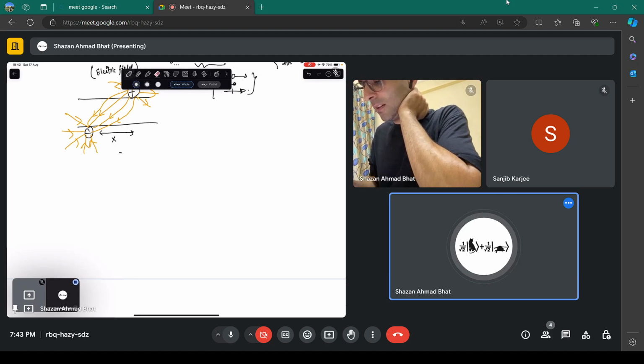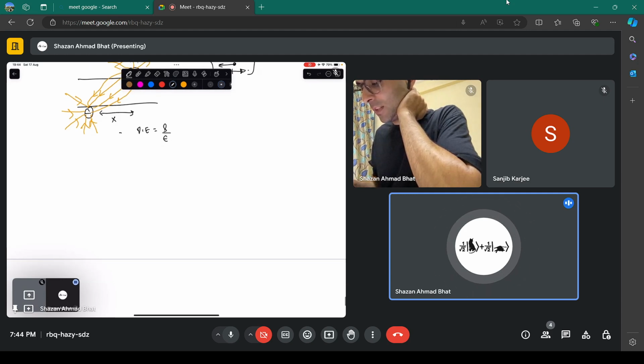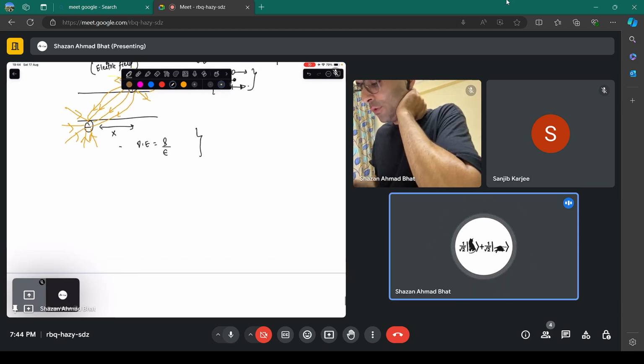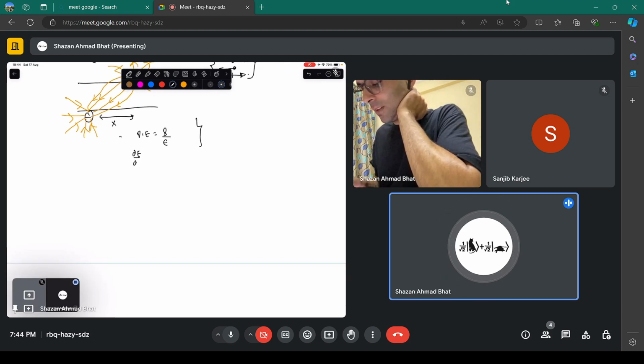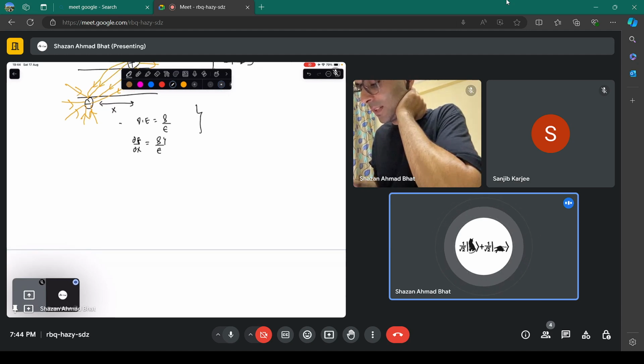You can consider this, or you can also use something like del dot E is equal to the charge density over epsilon, which sometimes comes from Gauss's law. And for a simplistic case, you can write the gradient of electric field as equivalent to the charge density over the permittivity. This is the overall charge density.